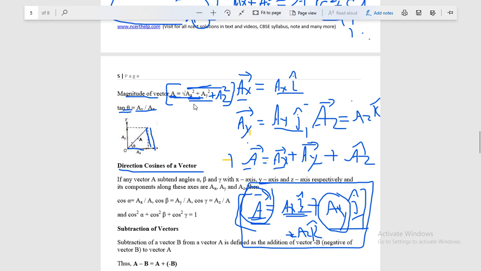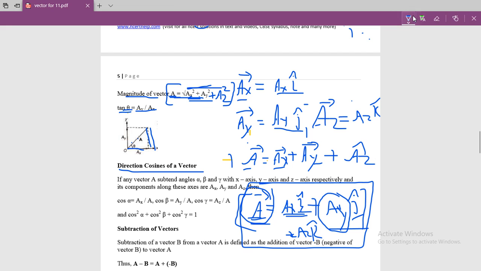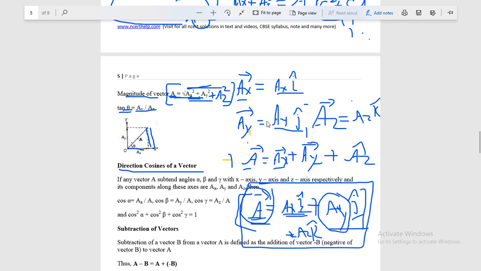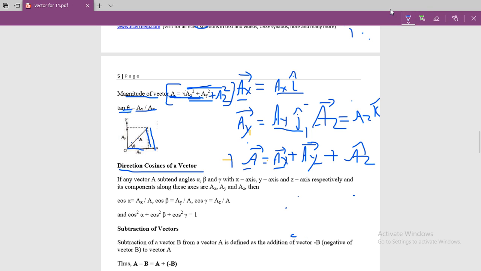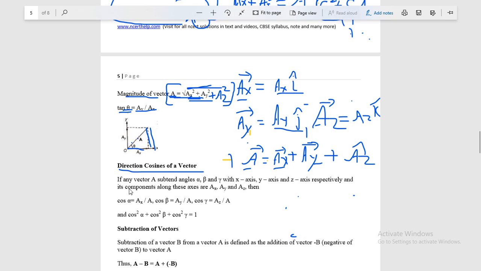So if we are talking about the 3-dimensional format of a vector, our next topic will be the direction cosines of a vector. So let us start with direction cosine. What is the meaning of direction cosine? So you can see here the definition. Let me first give you the definition.